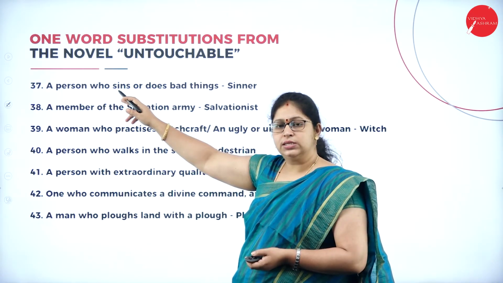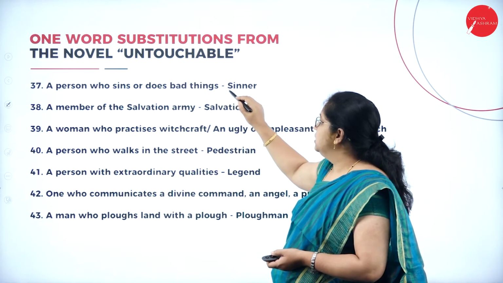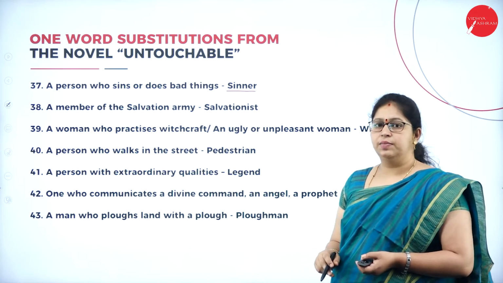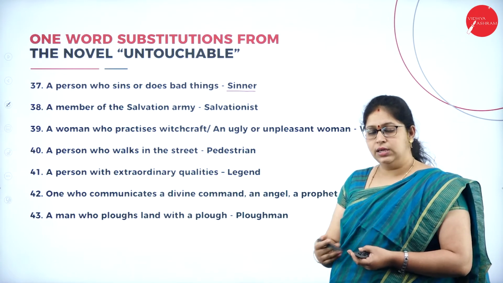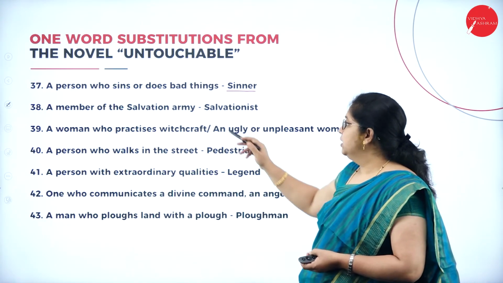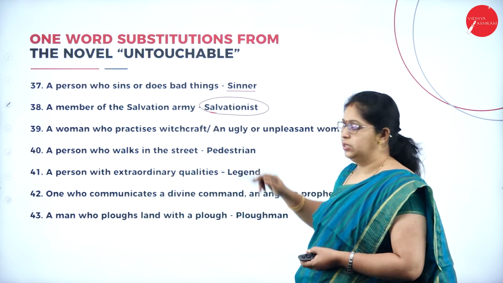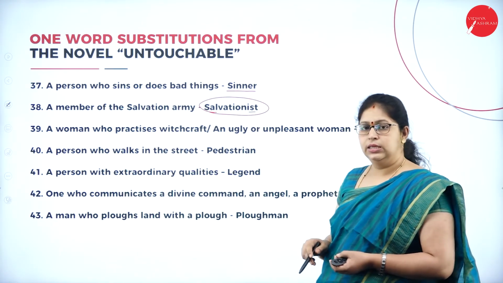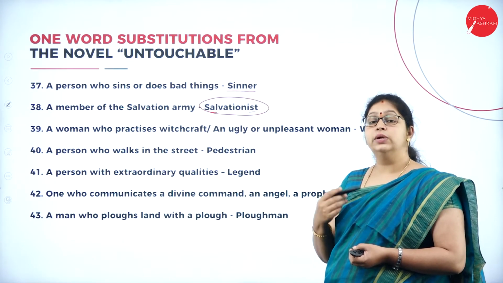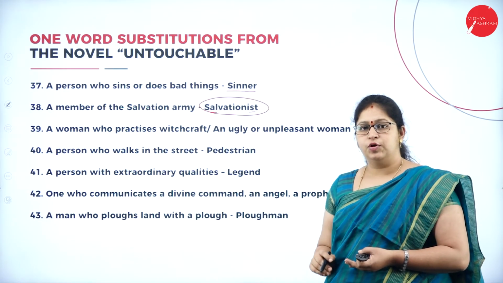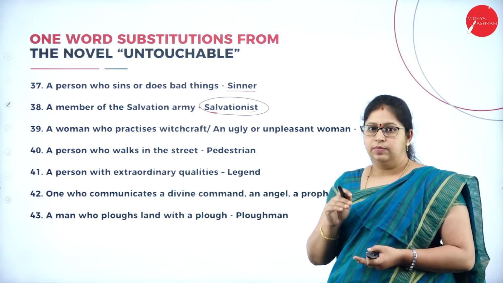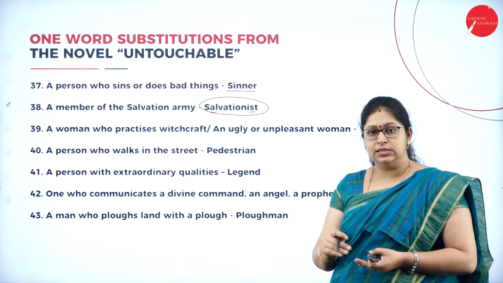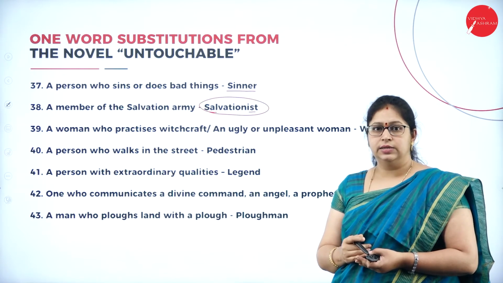Next, a person who sins or does bad things. So, he is doing a sin, he is called sinner. Okay. A member of the Salvation Army. So, if he is a member of salvation, he is called salvationist. Okay. See these letters IST. IST is to indicate that he does that profession, dentist, because he looks after the teeth, dental science. Okay. He is dentist.